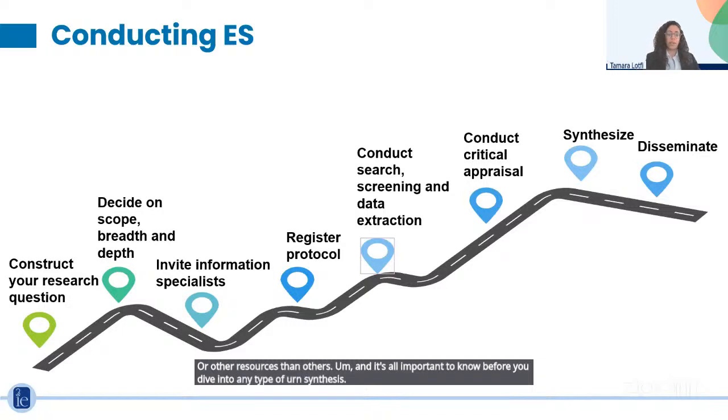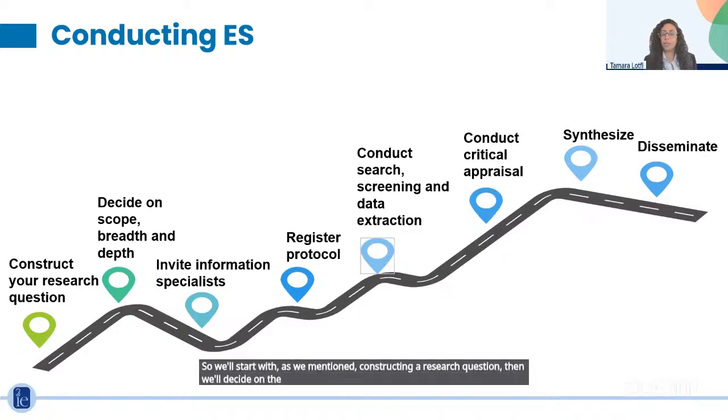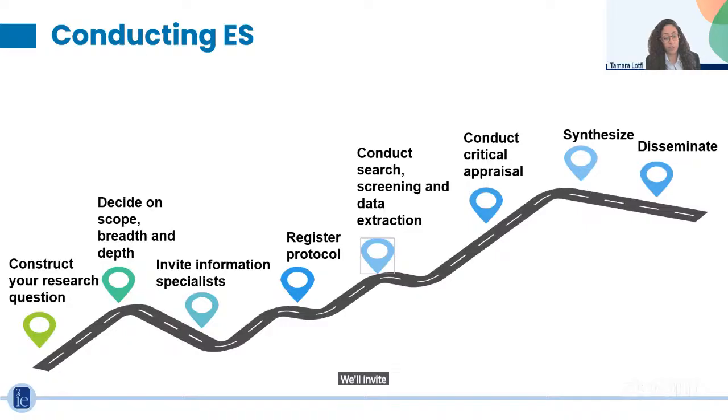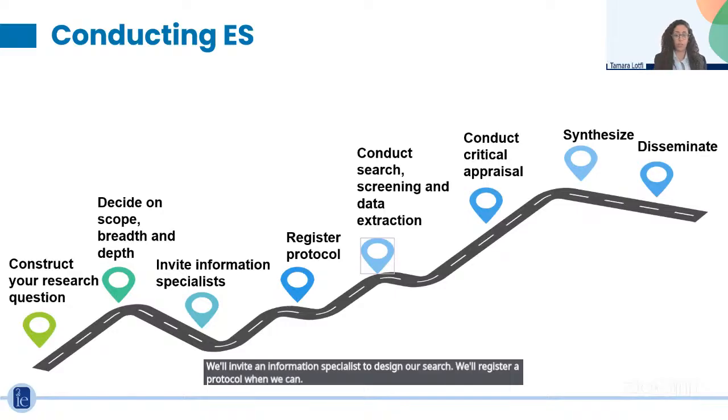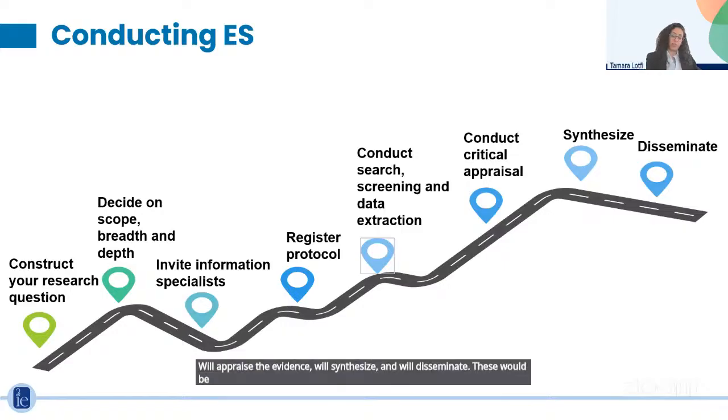So we'll start with, as we mentioned, constructing a research question. Then we'll decide on the scope, the breadth, and the depth that we're aiming for. We'll invite an information specialist to design our search. We'll register a protocol when we can. We'll conduct a search, we'll screen, and we'll extract the data. We'll appraise the evidence, we'll synthesize, and we'll disseminate. These would be the typical steps.